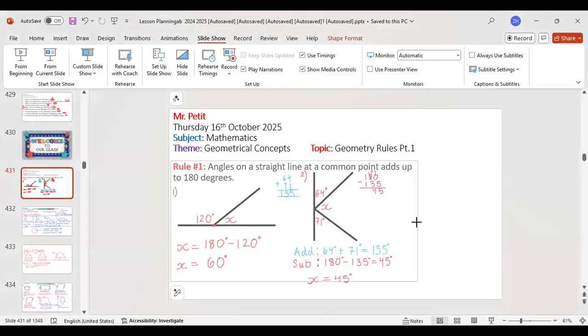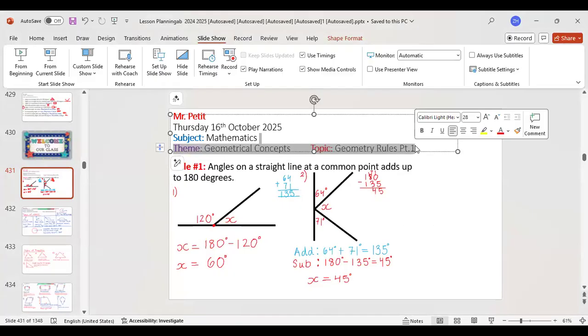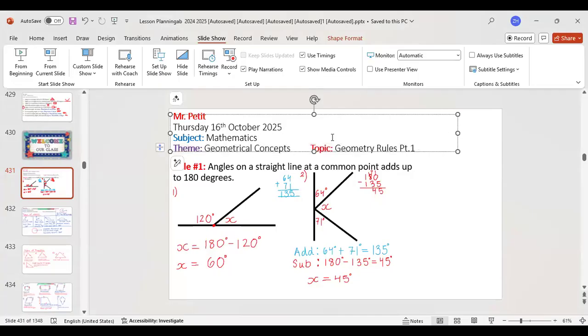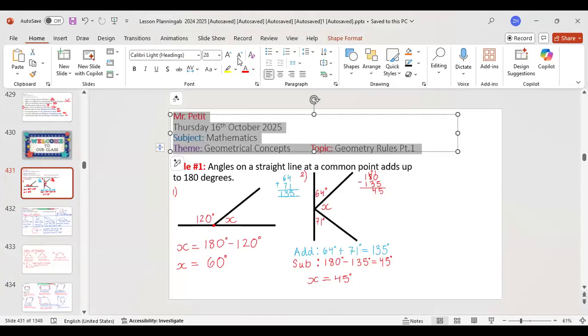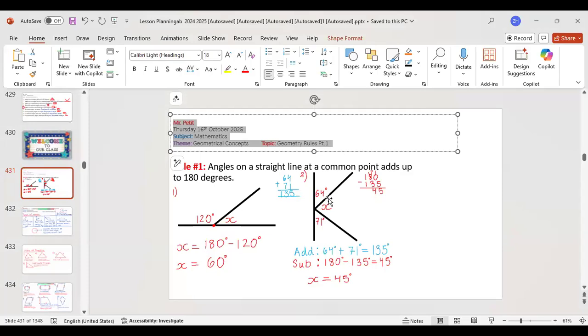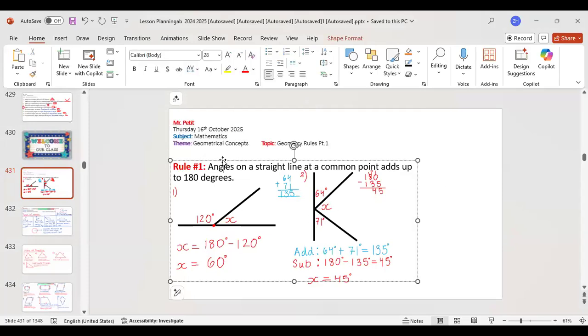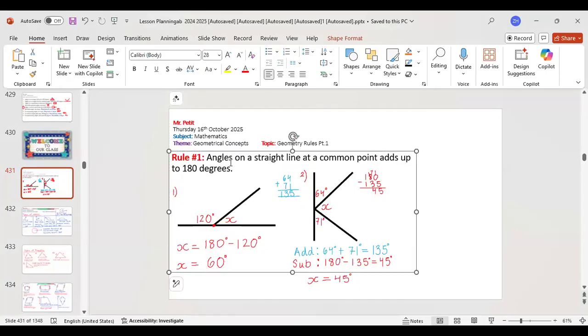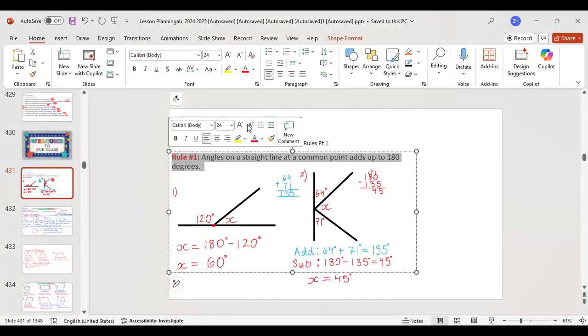Brene. Yes. Okay. So you might say, well, Mr. Petit, how hard could this get? It doesn't have to be. The reason why I showed you all number 2 is that they could show it in different ways. They could do it flat, vertically, or slanted, it doesn't matter. The same rule still applies. Once it's on a straight line, at a common point, they must add up to 180 degrees.